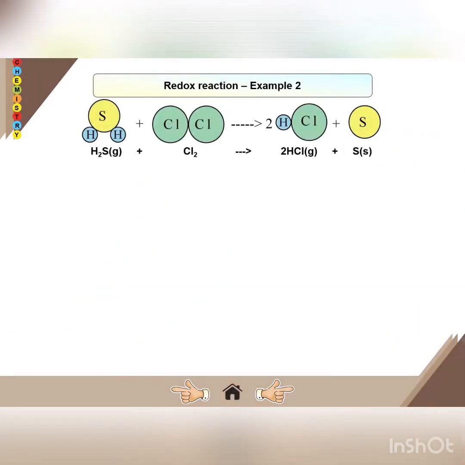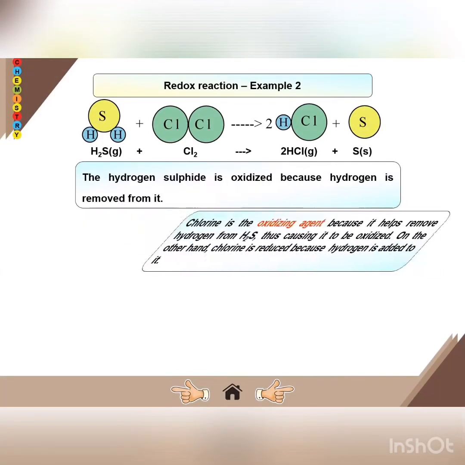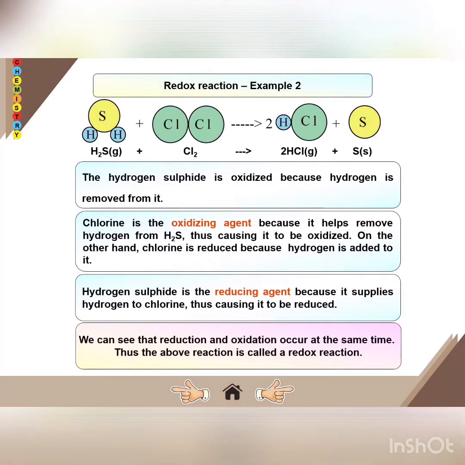Next, the second example is the reaction between hydrogen sulfide and also chlorine. We can see hydrogen sulfide lost hydrogen to become sulfur, which undergoes oxidation process, and chlorine gains hydrogen to become hydrogen chloride. It undergoes reduction process. So here you can see on the screen. Then if hydrogen sulfide undergoes oxidation, it will act as a reducing agent, whereas chlorine undergoes reduction, so it will act as an oxidizing agent.